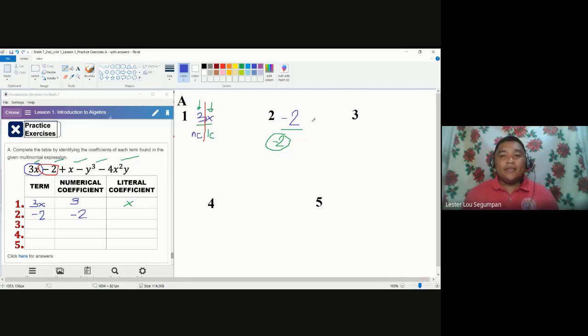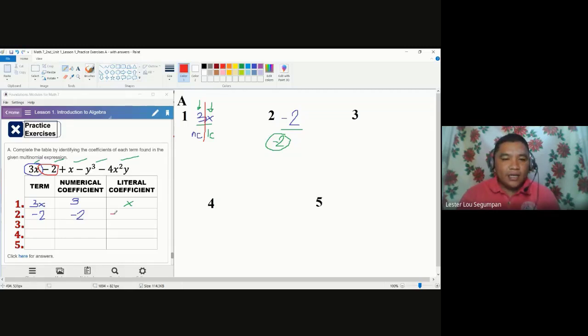But you might say there are instances wherein there is a literal coefficient here. We could talk about it further later on in the laws of exponents, because this might also be rewritten as negative 2x to the power of 0, or y to the power of 0, or a to the power of 0. In any way, they're all variables with exponent 0. Again, it can be better explained by the laws of exponents later on. So again, the numerical coefficient is negative 2 and there is no literal coefficient here.